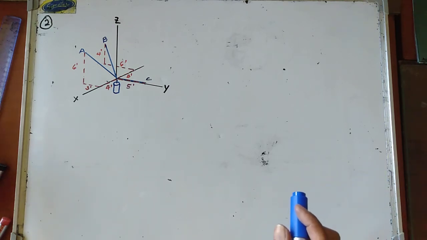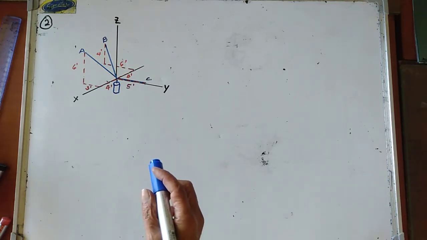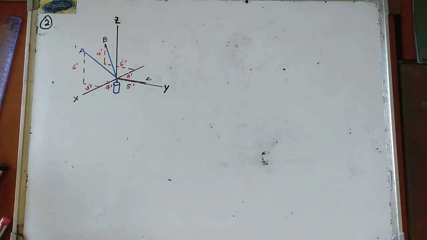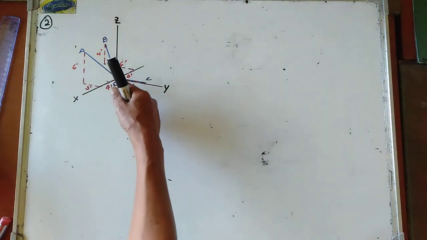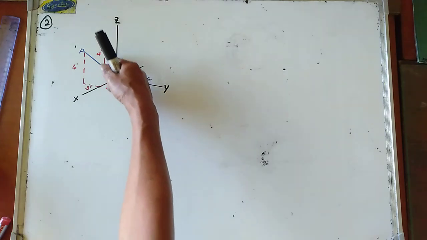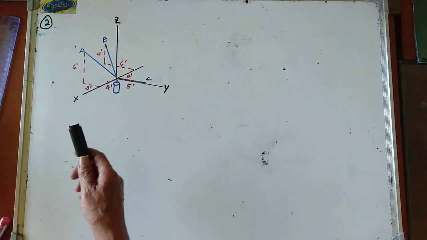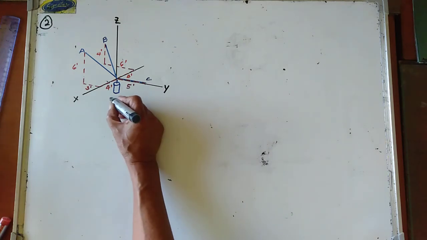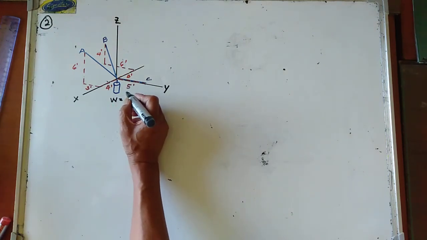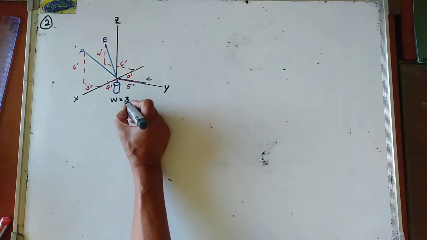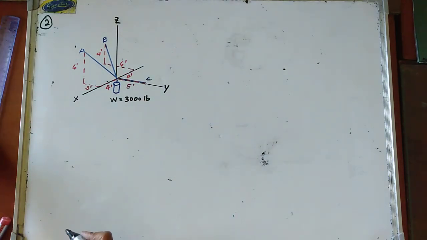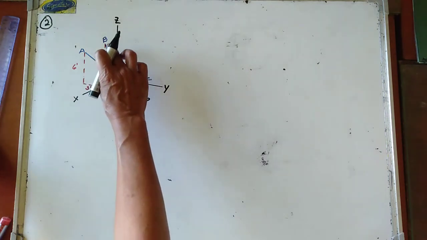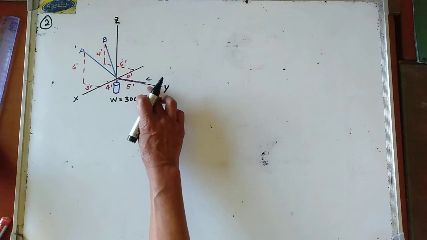Sample problem number 2. A 3,000-pound cylinder is supported by a system of cables as shown. So you have your cable A, cable B, and cable C. The weight of the cylinder is equal to 3,000 pounds. Determine the tension in cables A, B, and C.